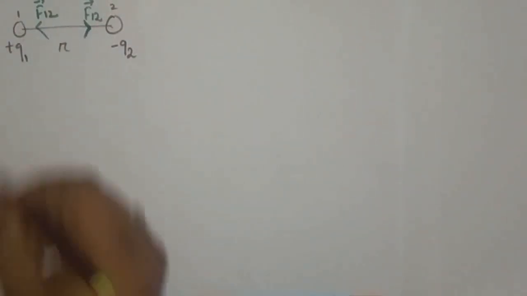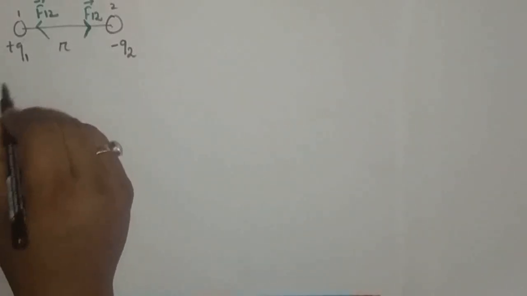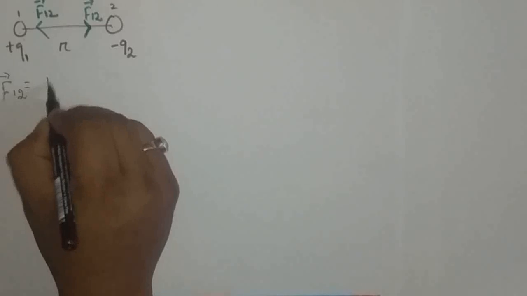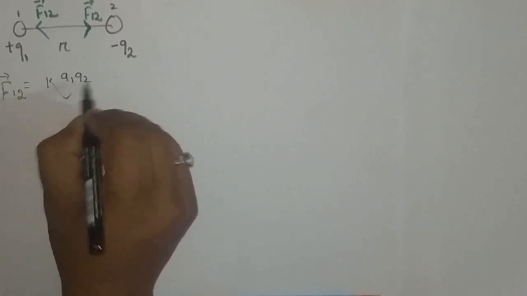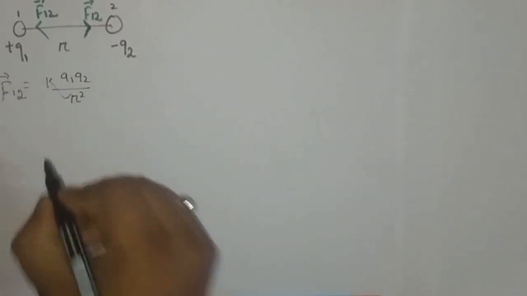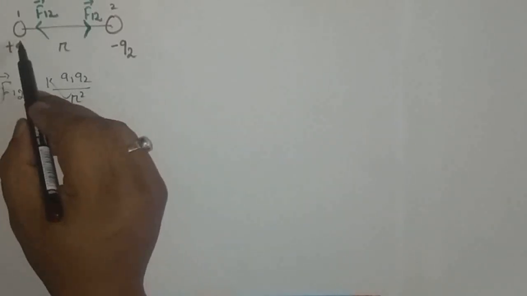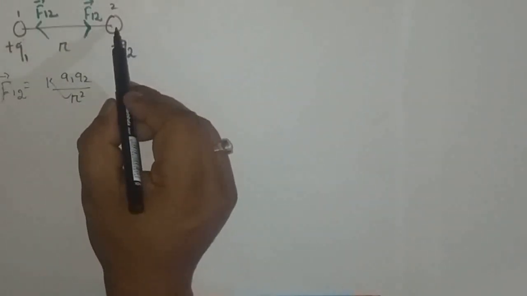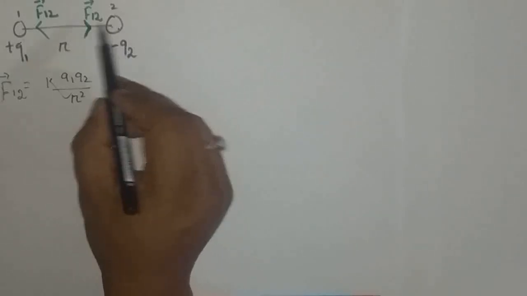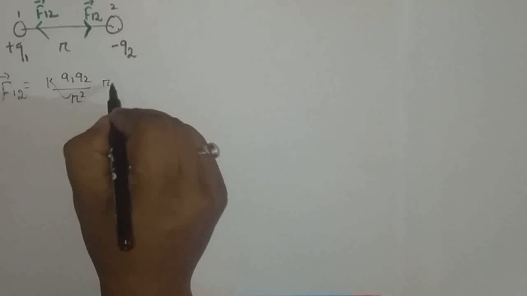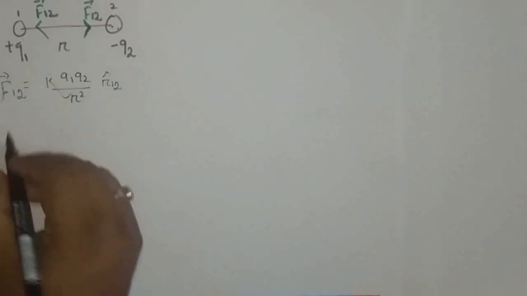Let us go for the question. In this case, what is F12? F12 is obviously K Q1 Q2 by R square. The direction, let us check. Force acting on 1 due to 2: this is the direction 1 to 2. So I will write here 1 to 2 direction.